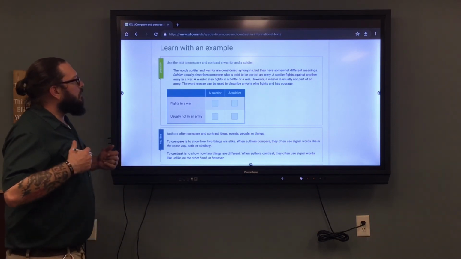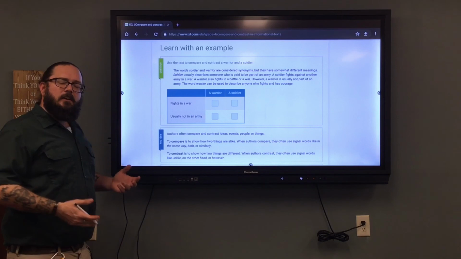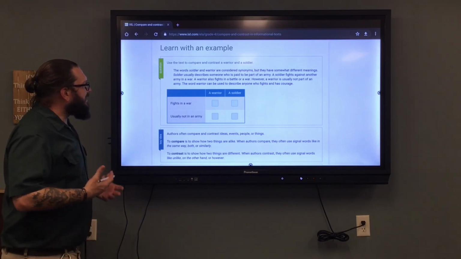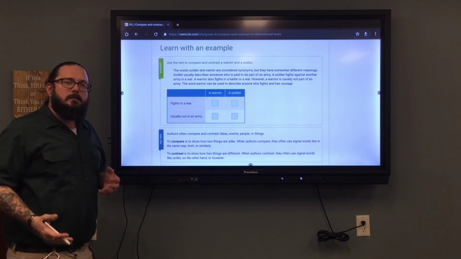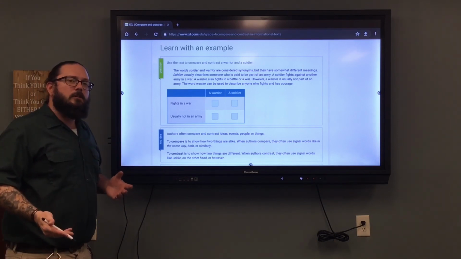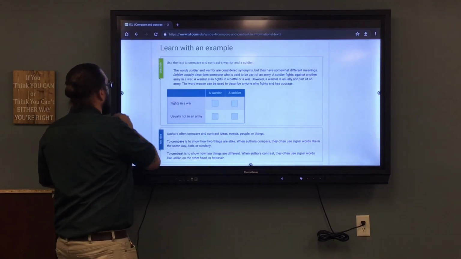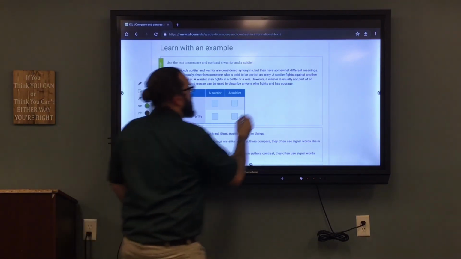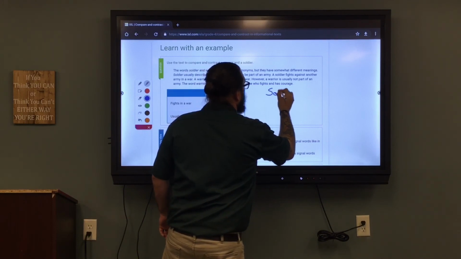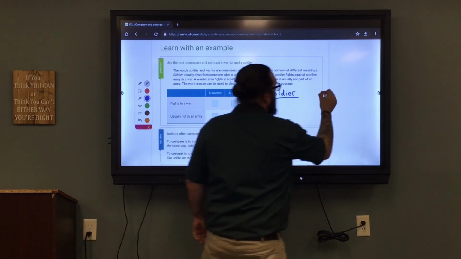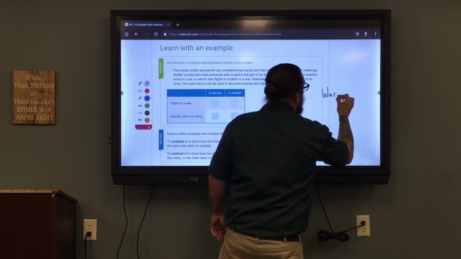So let's make a couple of lists and see if we can identify details that describe our two terms that we are given, soldier and warrior. So we have soldier and we have warrior.